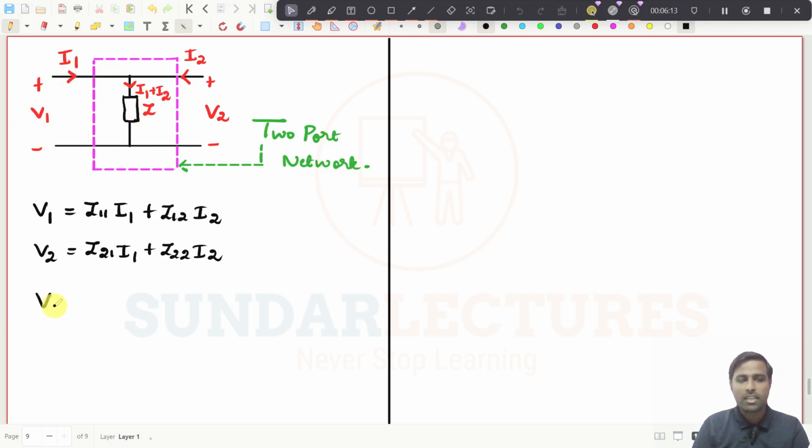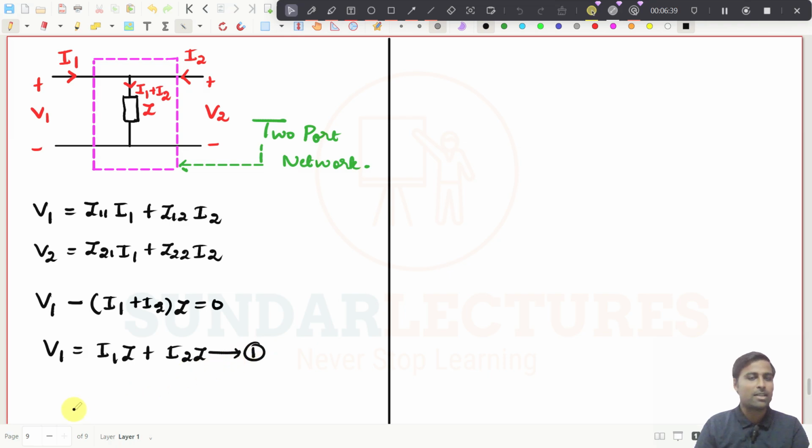So what will be the V1? If your current is in this direction, so V1, and then the current is going in the same direction as I am going, so it will be minus of (I1 plus I2) into Z will be equal to 0. So what you will get? V1 will be equal to I1 Z plus I2 Z. Take this as expression number 1. And maybe I will write it down here.